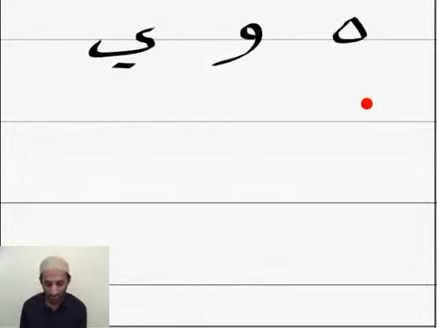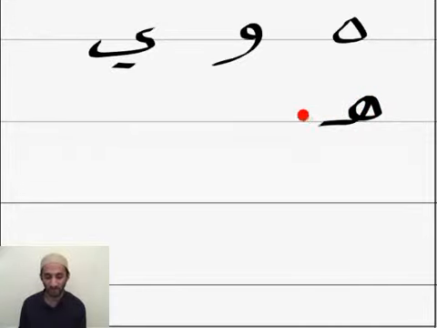So what about the initial form? For the ha, you make a shape similar to the isolated form, then you come down through the middle, and you're ready to connect on to the next letter. The waw, of course, is one of those 6 letters that can't connect on to a letter after it. It doesn't have an initial form.